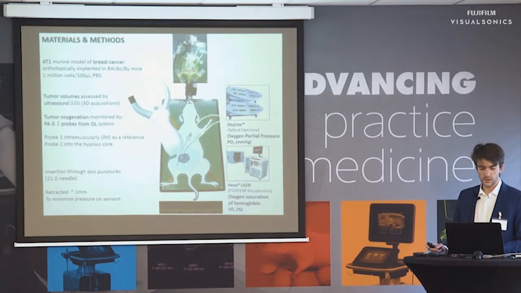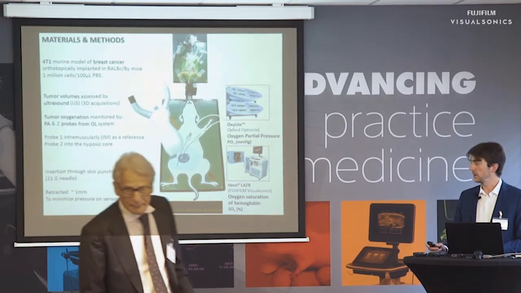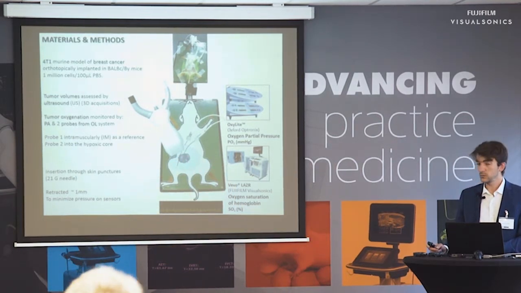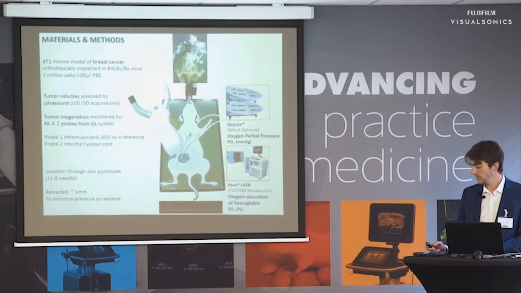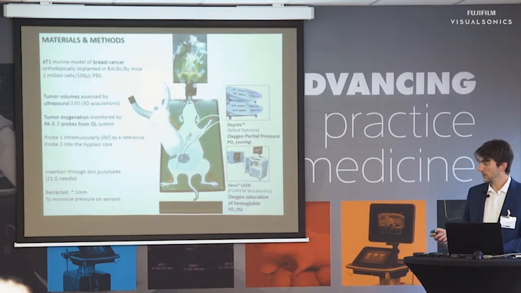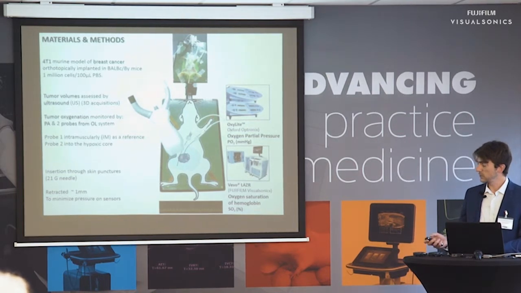Tumor volumes were assessed by 3D ultrasound, and tumor oxygenation was monitored by both photoacoustic imaging and two probes from the OxyLite system. The first probe was inserted in a muscle in order to have a reference, and the second one was inserted inside the hypoxic core of the tumor.